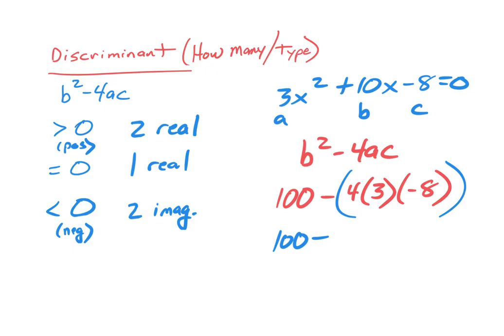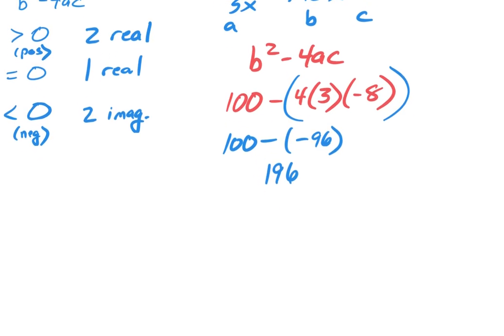4 times 3 is 12. 12 times negative 8. What would 12 times negative 8 be? Negative 96. Okay, and then notice we have two negatives there, right? So if I took 100 minus a negative 96, what would that end up making? 196. Okay, we'd have to add those two together. Okay, and the only question we're asking ourselves is this number positive, 0, or negative? Well, obviously 196 is positive, so we would say that there are two real solutions.